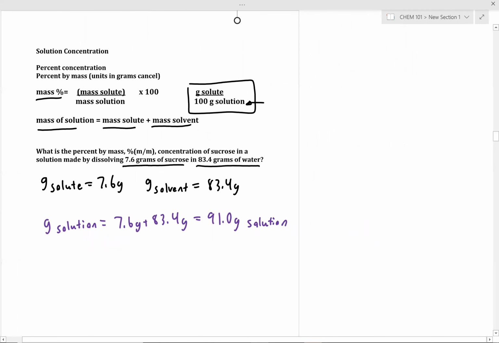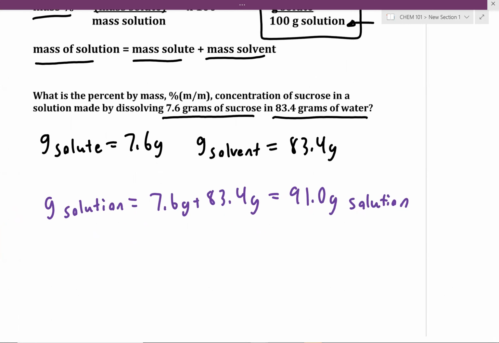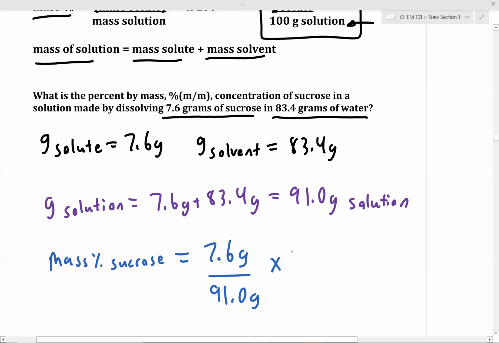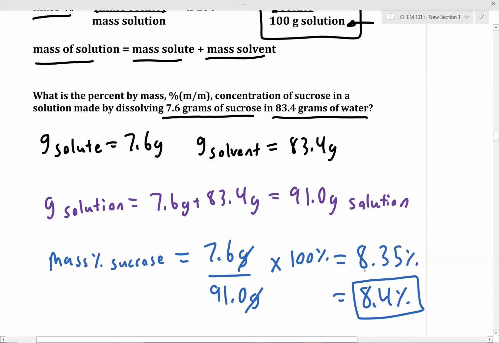Now we are ready to calculate the mass percent. If we want to calculate the mass percent of sucrose, we need to take the mass of sucrose, which is what? 7.6. And then we divide by the mass of our solution, which is 91.0, and then we multiply by 100%. The units of grams cancel, and we're left with a unitless number. And that in turn gives us 8.35%, which we round to 8.4% to follow sig fig rules.